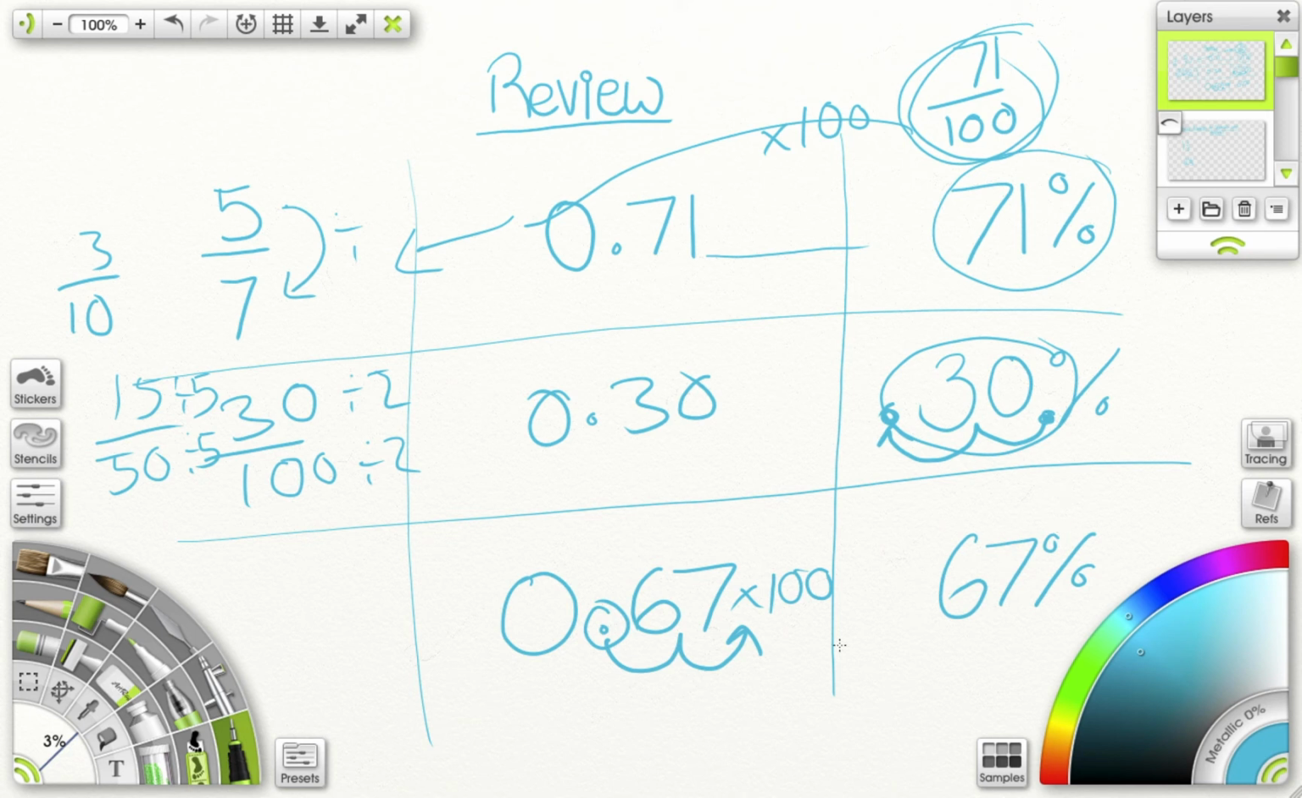Now with your percent, you can put it over 100.